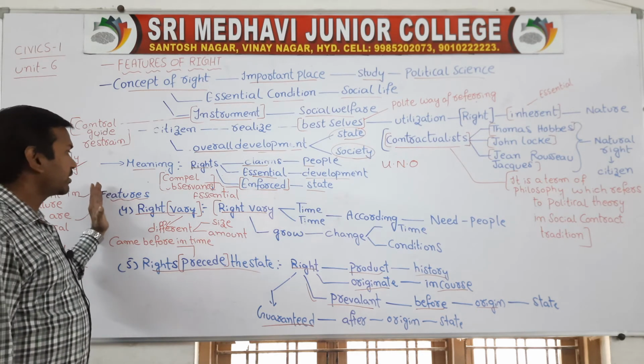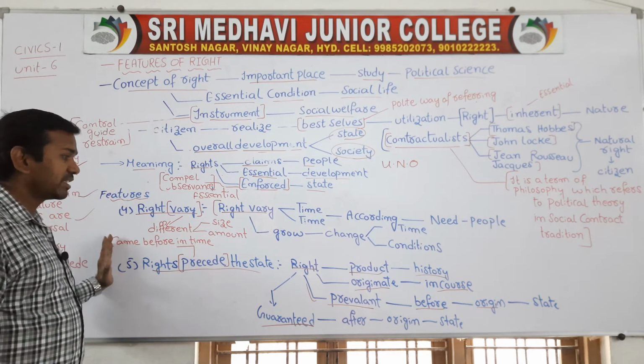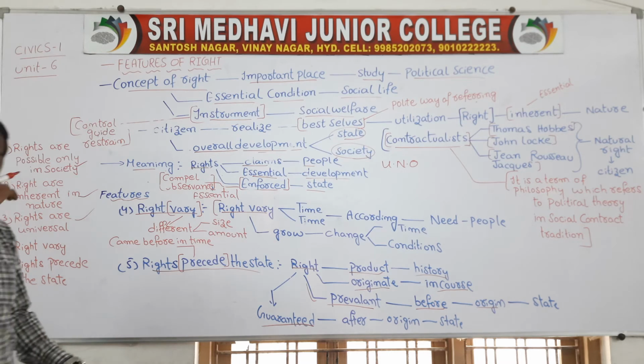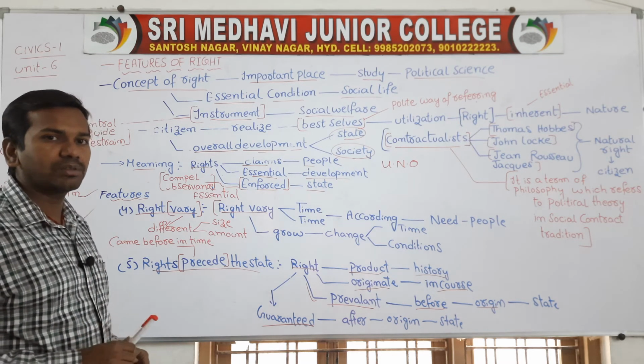Now, the features of rights. Rights vary, and rights precede the states. In the last classes we discussed these rights. Rights are inherent in nature and rights are universal. Inherent means rights are very essential parts of nature. Different contractualists like Rousseau and John Locke explained the theory that rights are essential in nature, and such rights are called natural rights and should be given to all. Rights are universal in the sense that they should be given to everybody. Whenever rights are given to all citizens, these are called universal rights.